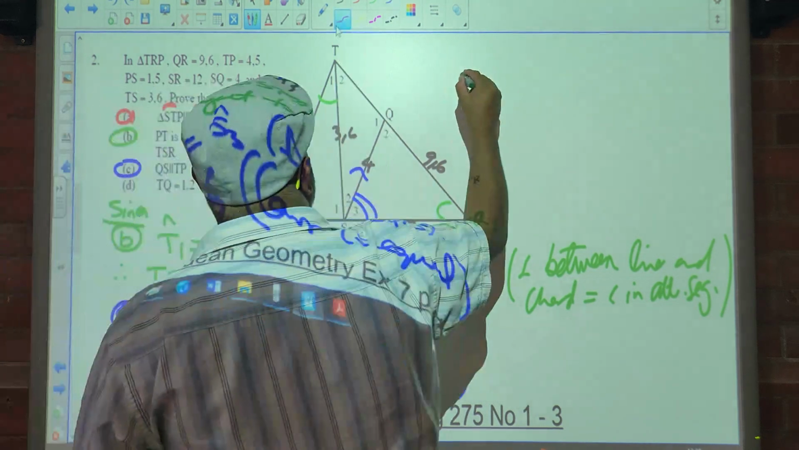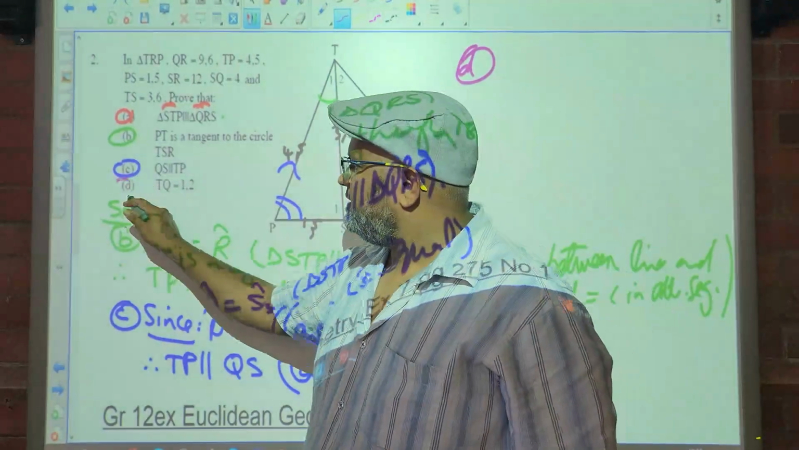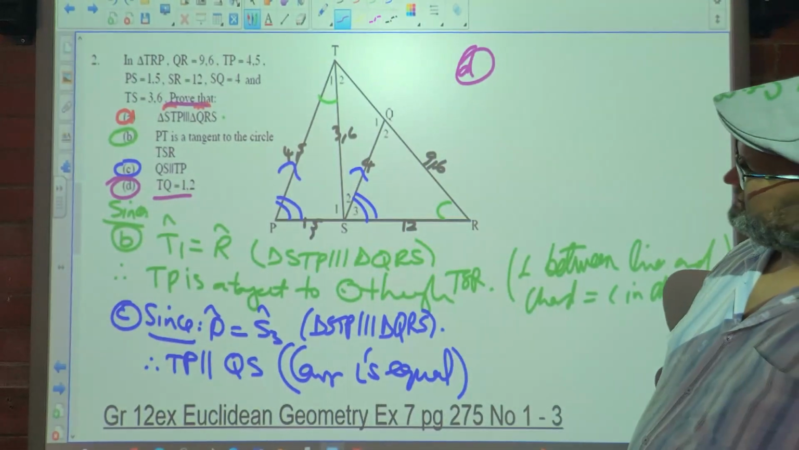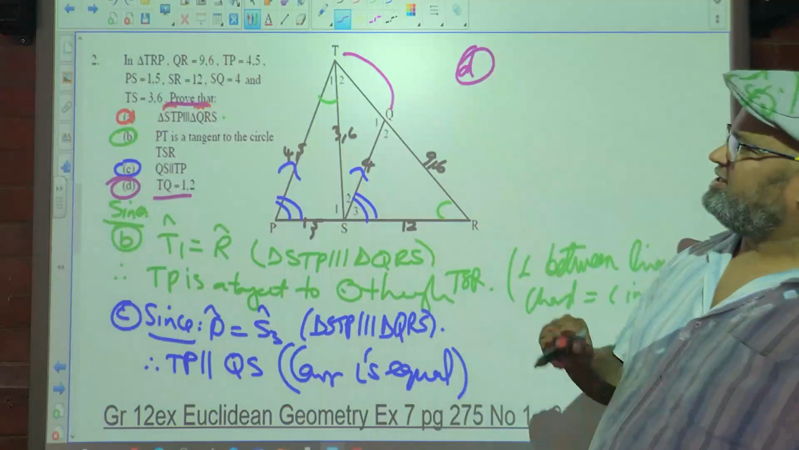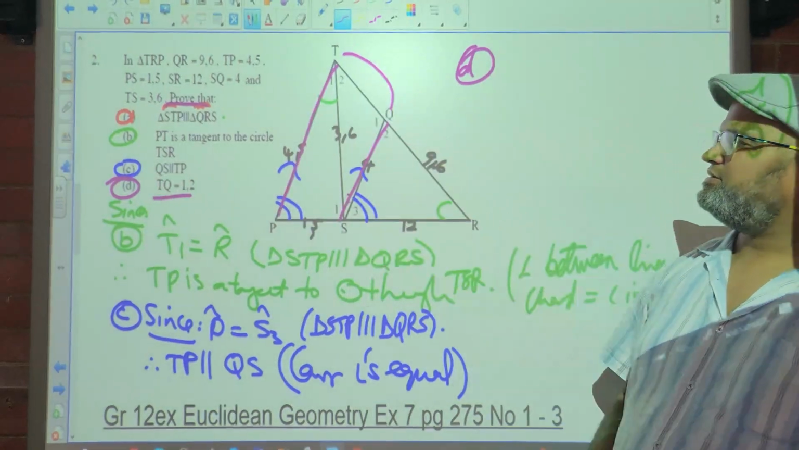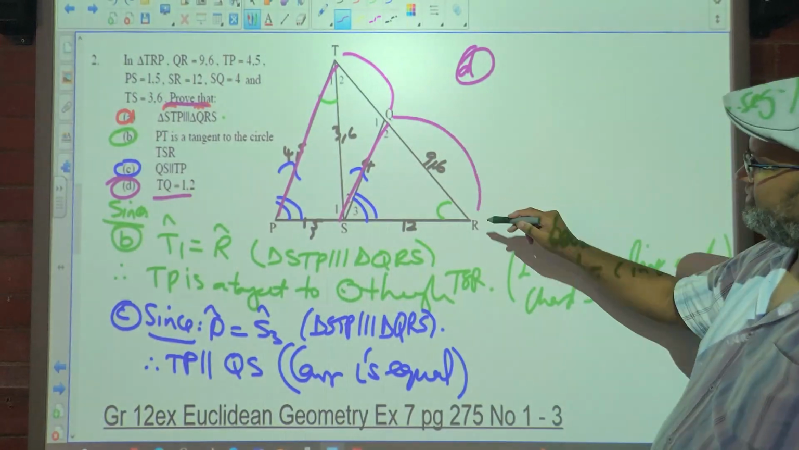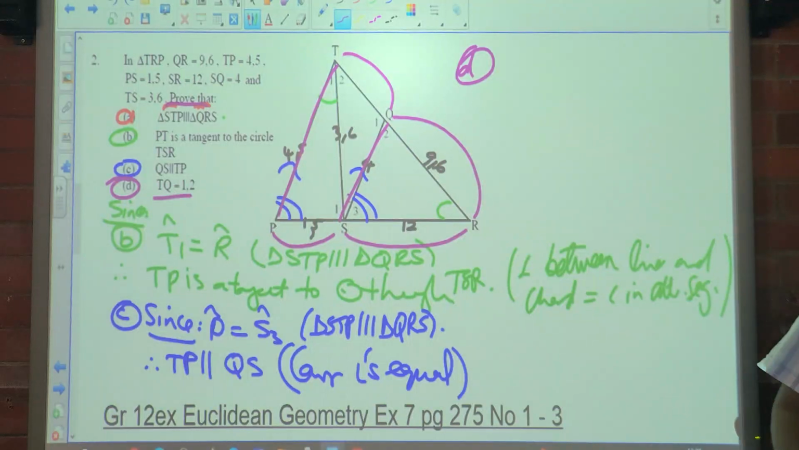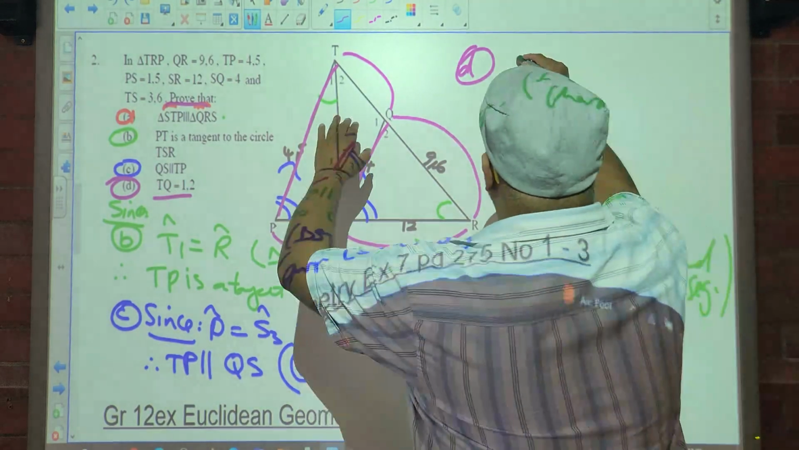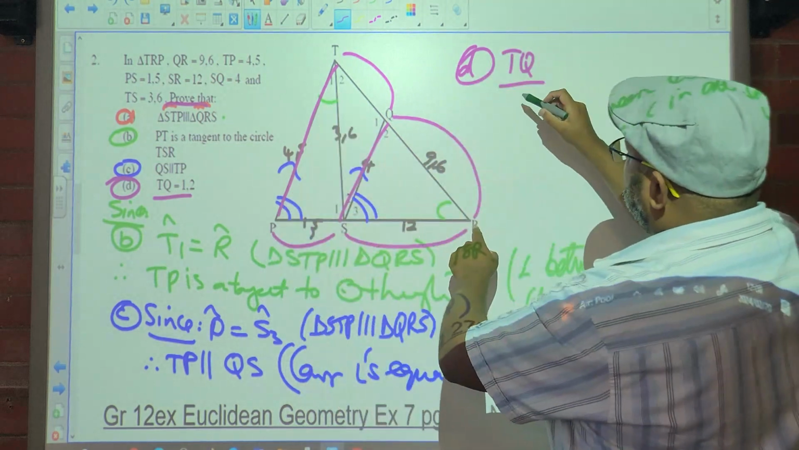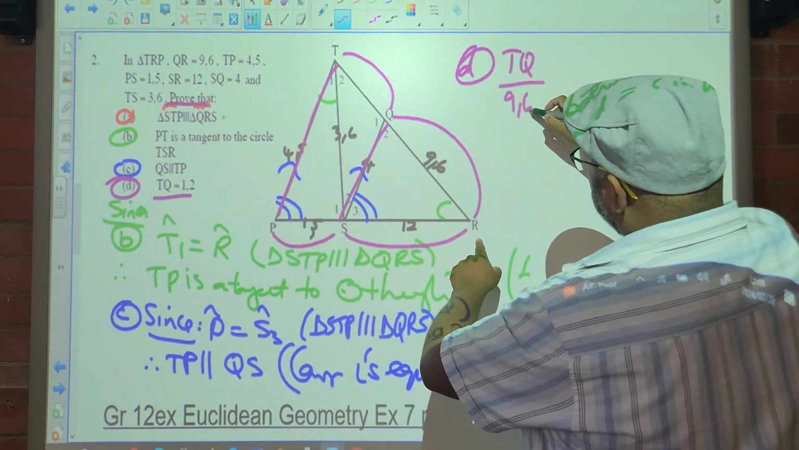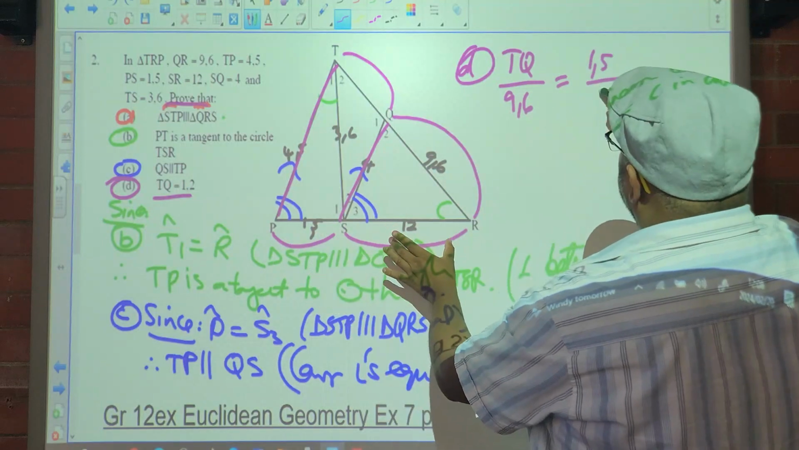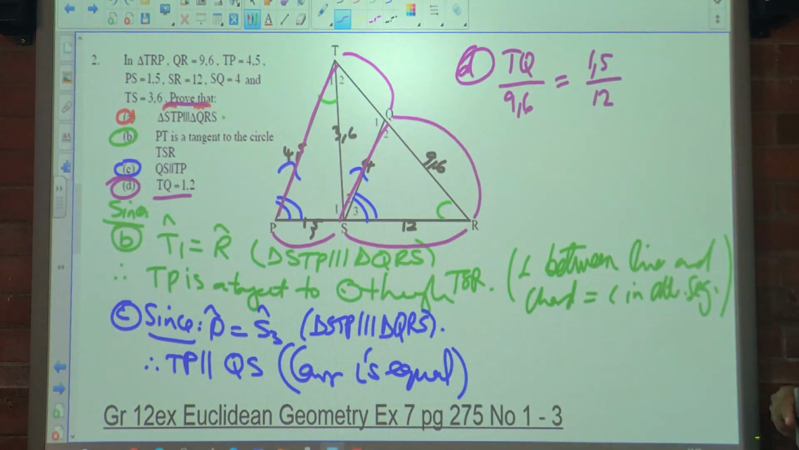And then the next question in D says, let's prove that PQ is 1.2. Now where's PQ? This here. But this is lying between two parallel lines, not so. So TQ over QR is equal to PS over SO. Can you see that, people? So we say TQ over QR, which is 9.6, is equal to PS, which is 1.5 over 12. Reason?